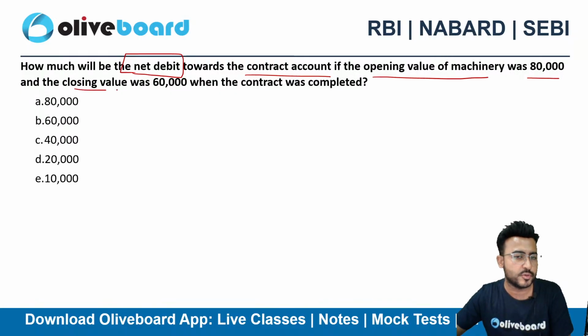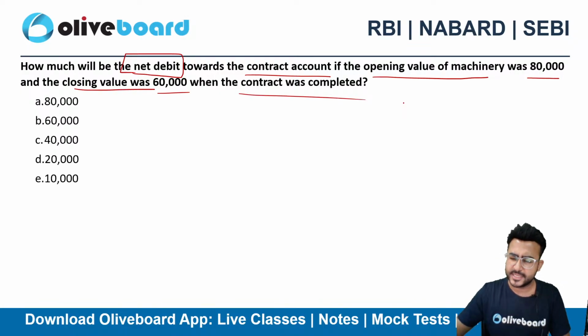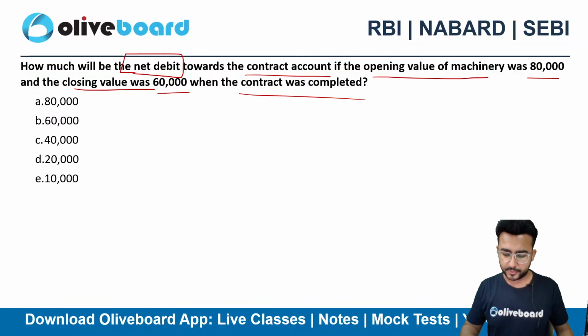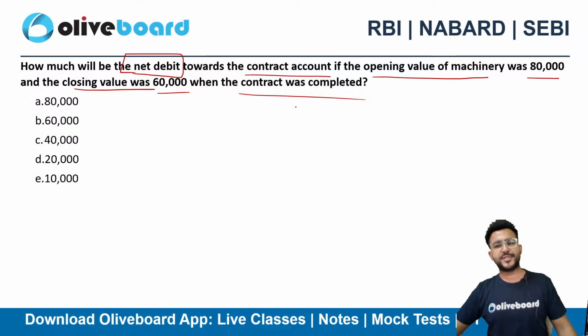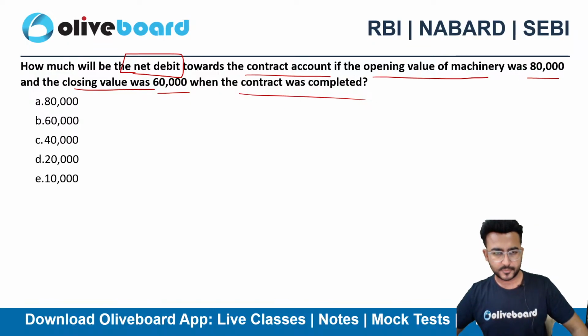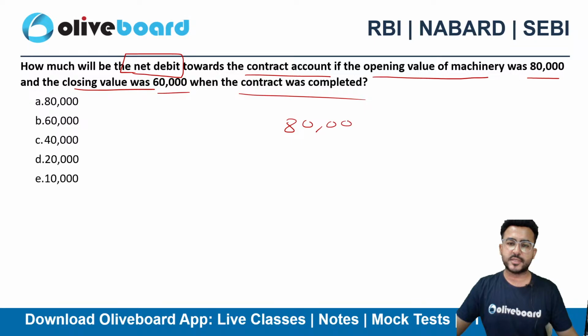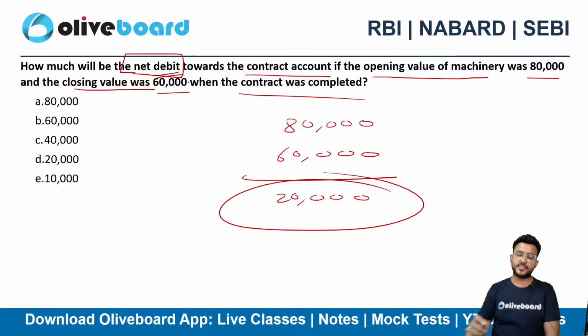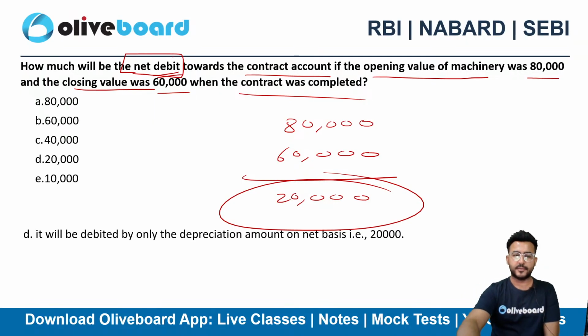Next question. How much will be the net debit towards the contract account if the opening value of machine is 80,000 and the closing value of machine is 60,000? Now you can easily solve this question if you know the format of the contract account. The opening value of machine is 80,000 and the closing value is 60,000. A very straight question. When the machine was brought it was worth 80,000, now it is 60,000, so it has depreciated by that much. So 20,000 will be my net debit. Why net debit? Because we debit all losses and expenses. This is an expense, so I need to debit it.